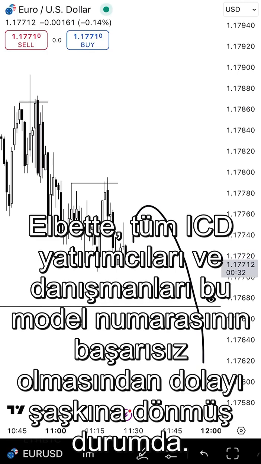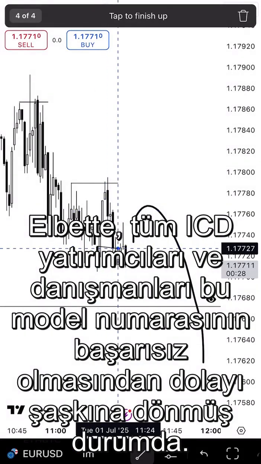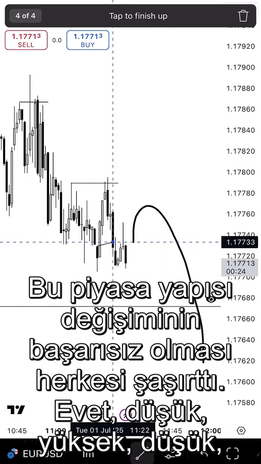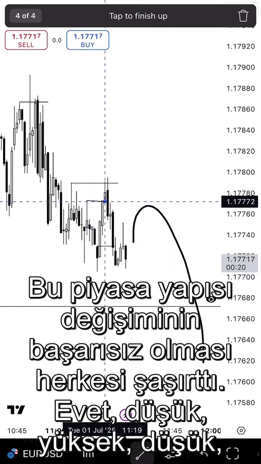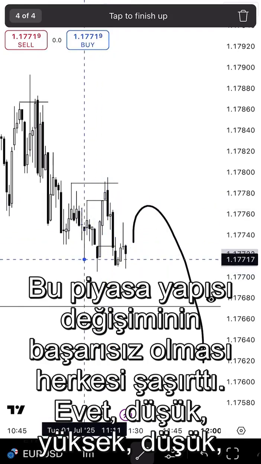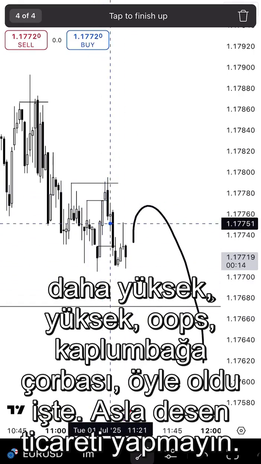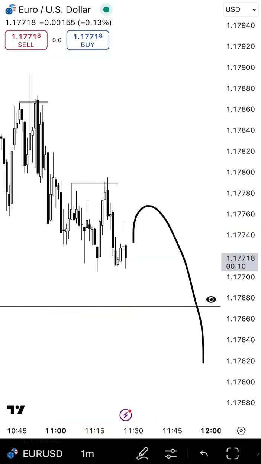Of course, all the ICT traders and mentors are all confused by this model number one failing. They're all confused by this market structure shift also failing. Right? You have low, high, lower low, higher high. Oops, turtle soup. That's what happens. Never pattern trade.